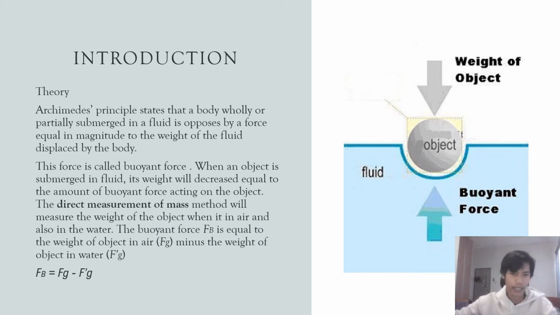Now, our method is the direct measurement of mass, which will measure the weight of the object in the air and also in the water. The buoyant force is equal to the weight of the object in the air minus the weight of the object in the water. The weight of the object in the water is reduced due to the buoyant force. So, by subtracting the weight of the object in water from the weight in air, we get the buoyant force.